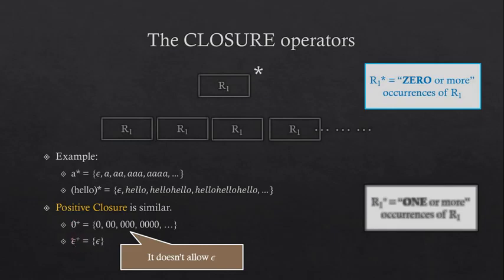Epsilon might occur in a positive closure if the symbol itself is epsilon. So if I take epsilon 1 time, I'll still get epsilon. If I take the empty string 30,000 times, I'll still get epsilon. So epsilon might occur in a positive closure only when the actual expression or actual symbol is epsilon itself.